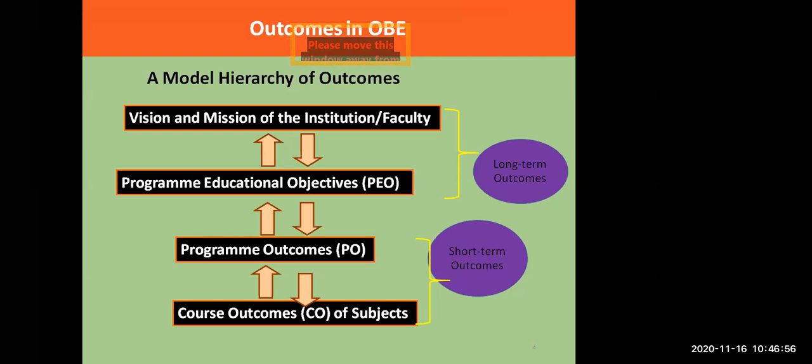Vision is certainly a long-term outcome where you want your institute to go in the next, let's say, 10 years. Program educational objectives are 4-5 years, but program outcomes are immediately when the student passes out from your institute, and course outcomes are when the student completes one subject in one semester. So these two are the immediate short-term outcomes, and the upper two are the long-term outcomes.